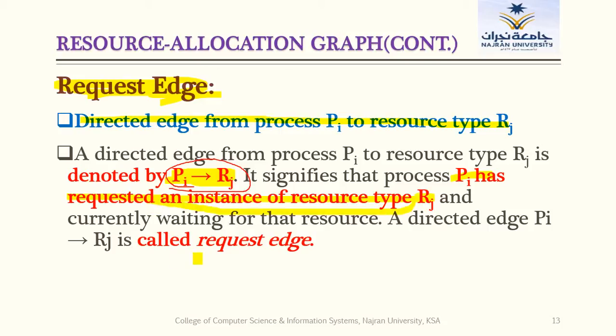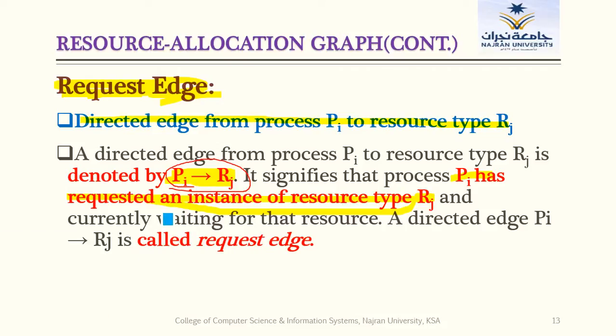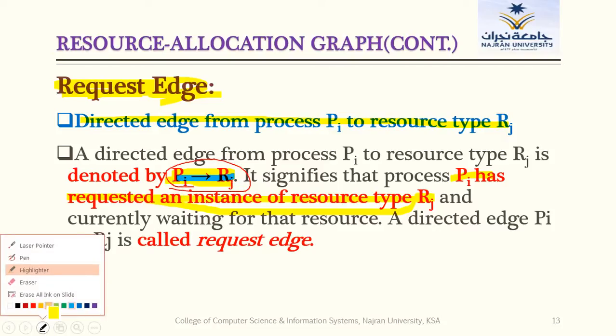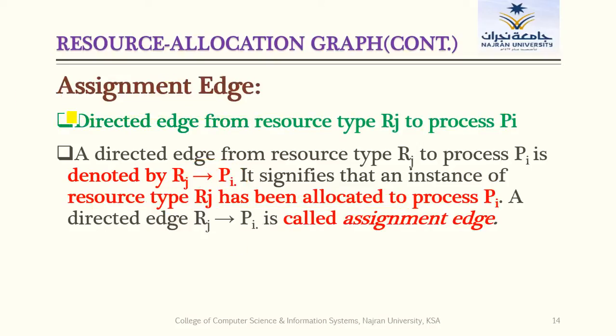Okay, so this is called the request edge, the process requesting a resource. The direction of the arrow is very important. The direction of the arrow is from process to resource. The second type of edge we have is called the assignment edge.